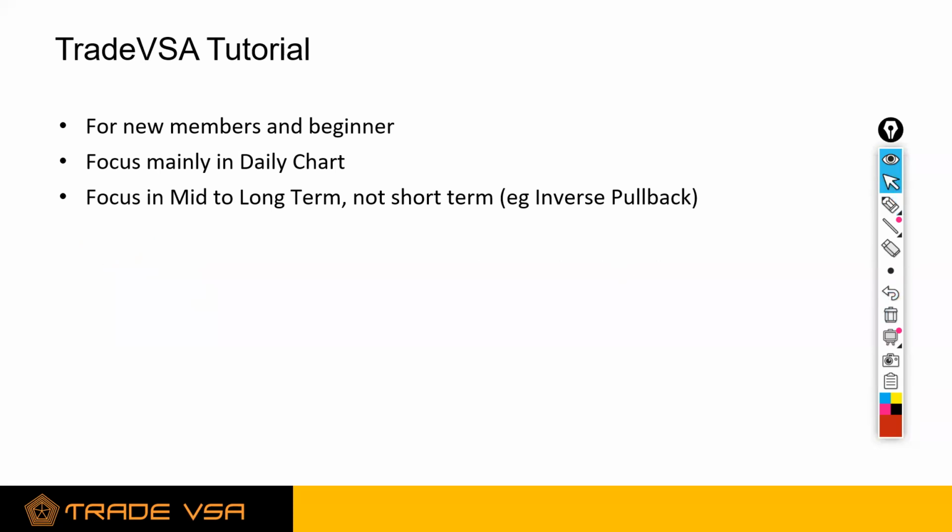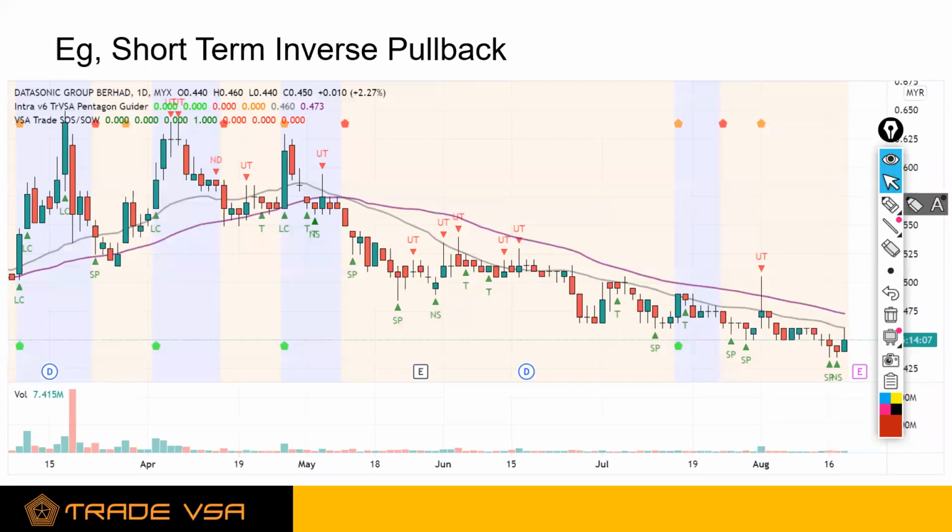Now let's go into this part, inverse pullback. The reason why I need to highlight this: we focus on the daily chart, mid to long term, because in this series I won't focus on something like this. Now can anyone share with me what you think about the trend of this chart? Is this uptrend or downtrend? Type 1 if you think it's uptrend, type 2 if you think it's downtrend. It's very obvious this is a downtrend counter, right?